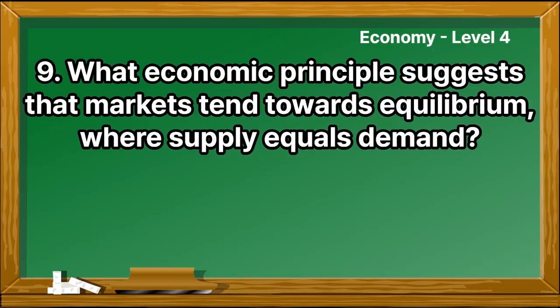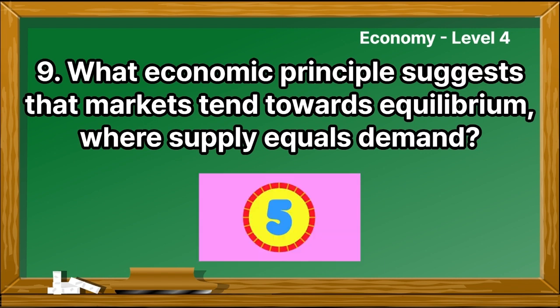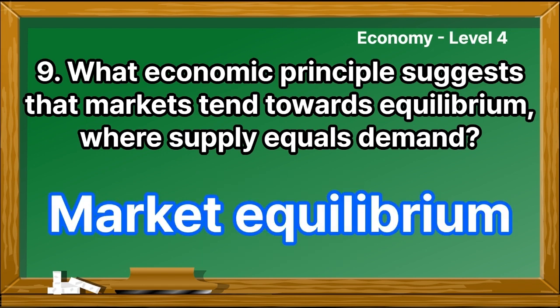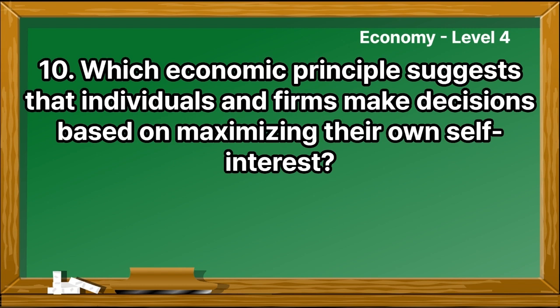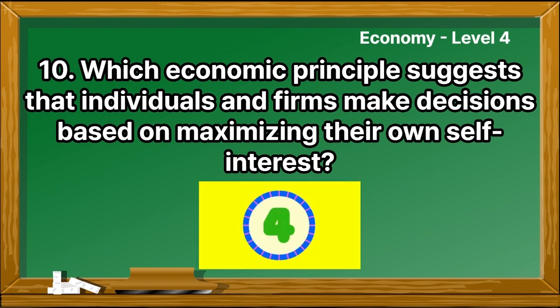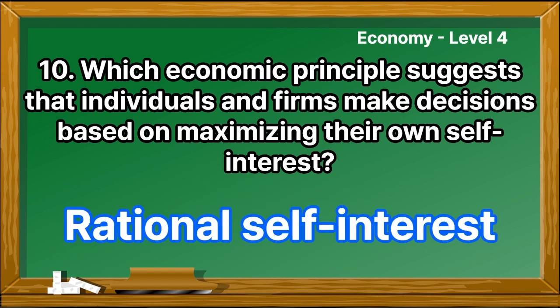What economic principle suggests that markets tend towards equilibrium, where supply equals demand? Market equilibrium. Which economic principle suggests that individuals and firms make decisions based on maximizing their own self-interest? Rational self-interest.